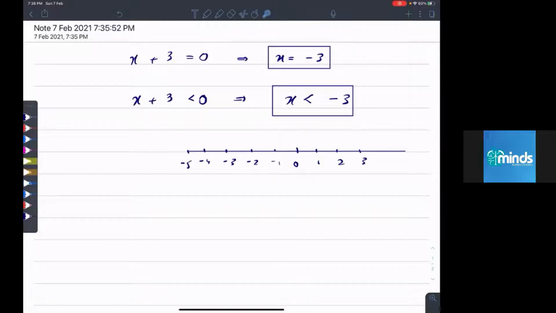So every number is greater than the number on its left and less than the number on its right. For example, if you look at minus 2, minus 2 is greater than minus 3 and less than minus 1. How many of you are actually able to understand this thing?